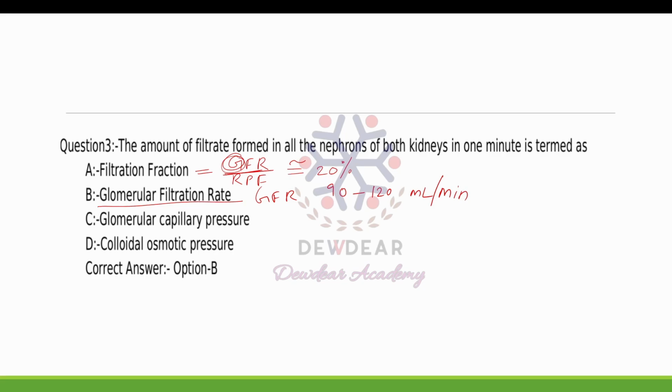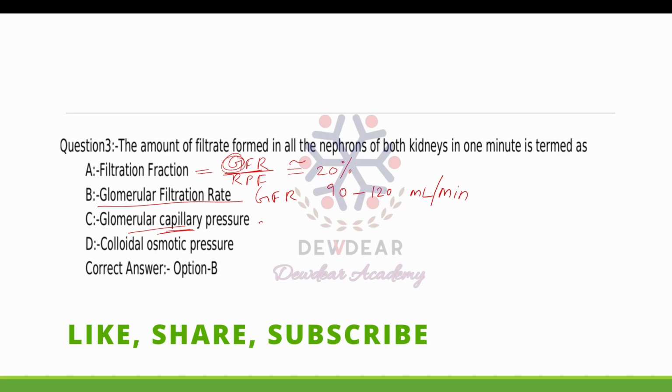Then next are glomerular capillary pressure and colloidal osmotic pressure. First we will discuss glomerular capillary pressure. It is the hydrostatic pressure exerted by the blood inside the glomerular capillaries. It helps push fluids and solutes out of the blood into the Bowman's capsule, and how much filtrate is formed, and ultimately how much urine is formed, is all influenced by the glomerular capillary pressure.